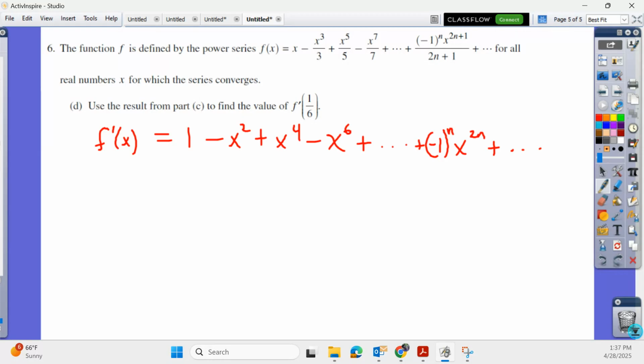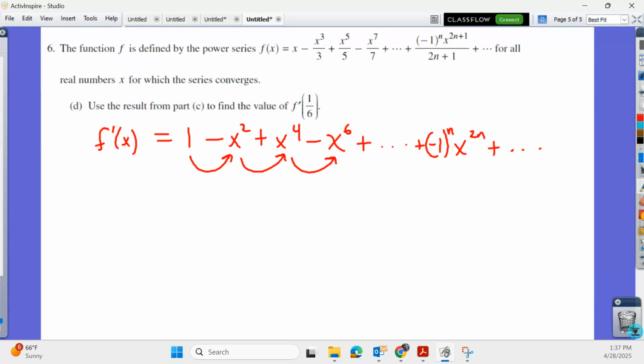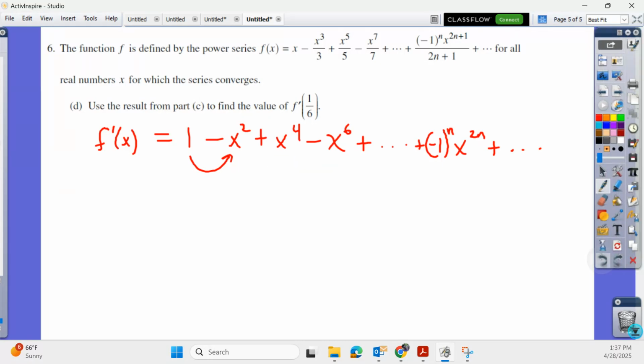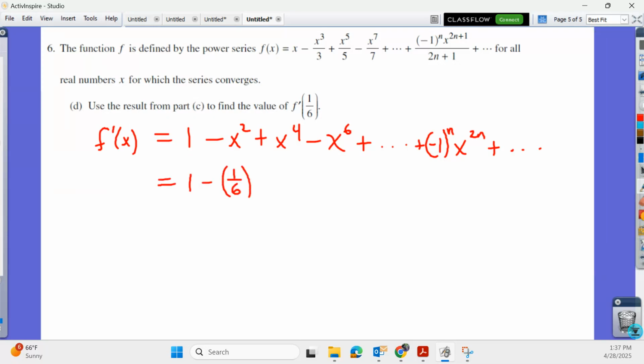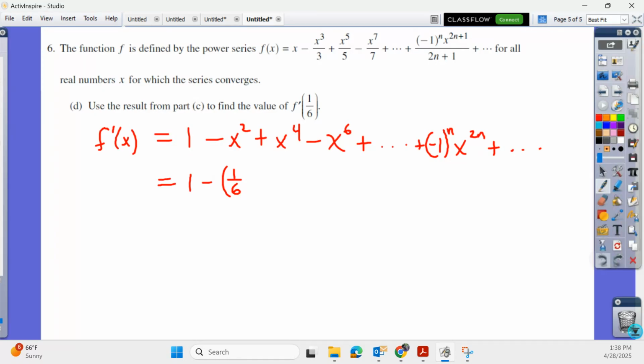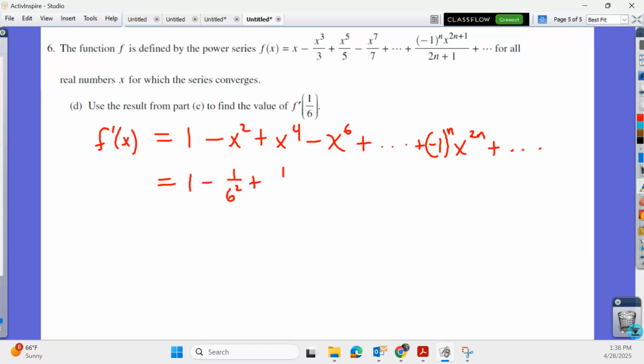All right. What happens is this is an infinite series and it is geometric. As you go from one term to the next, it multiplies by the same thing every time. So one way to do this is just to go ahead and plug in 1/6 and see what the pattern is. 1 minus 1 over 6 squared. It's more like how it was written. Plus 1 over 6 to the 4th minus 1 over 6 to the 6th, right? Plus yada, yada, yada.